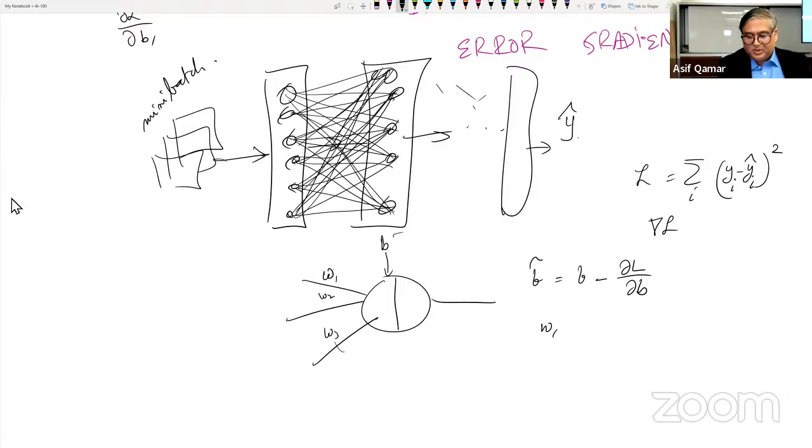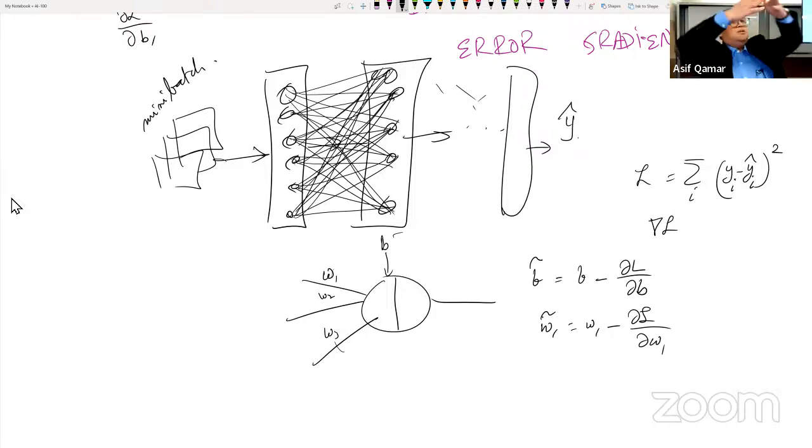And W1 of that particular layer has to go to W1 minus the gradient dL/dW1. That's what I was asking. It's part of the backpropagation. So at each neuron level, we find the gradient for every single weight and bias. Very good question. So what happens is first you compute the gradients.